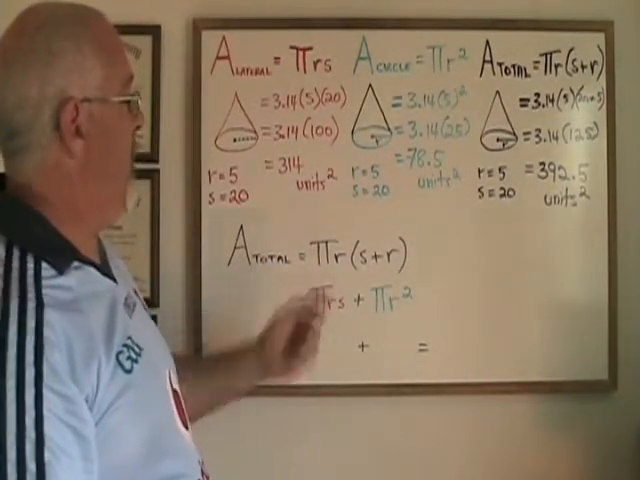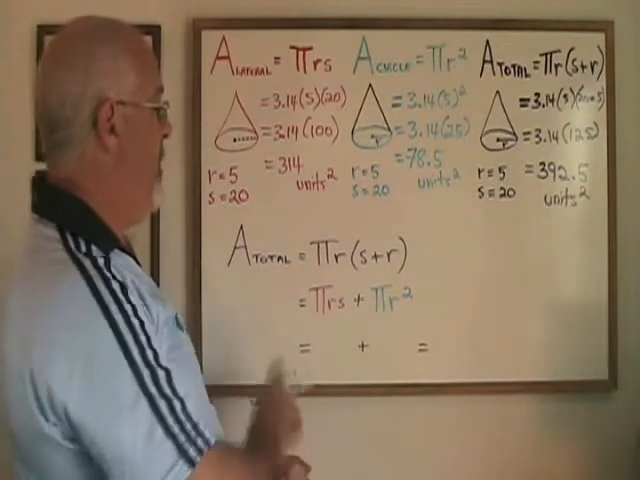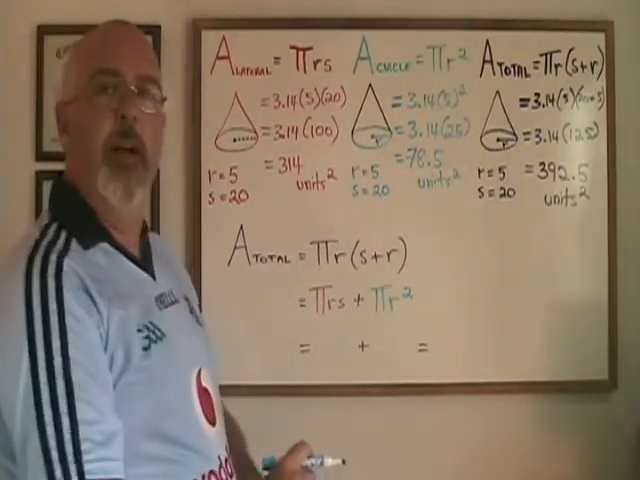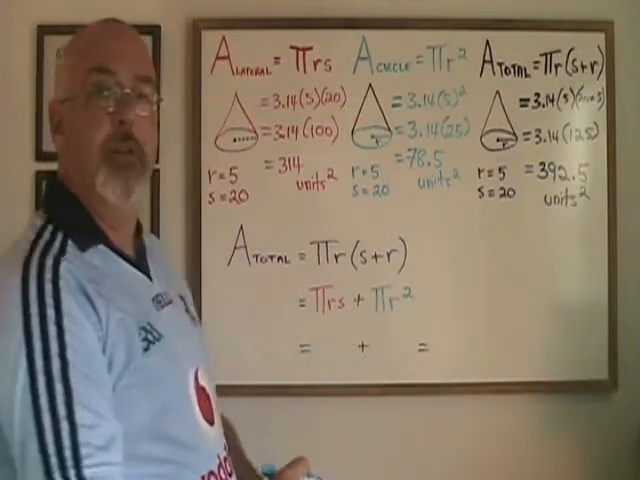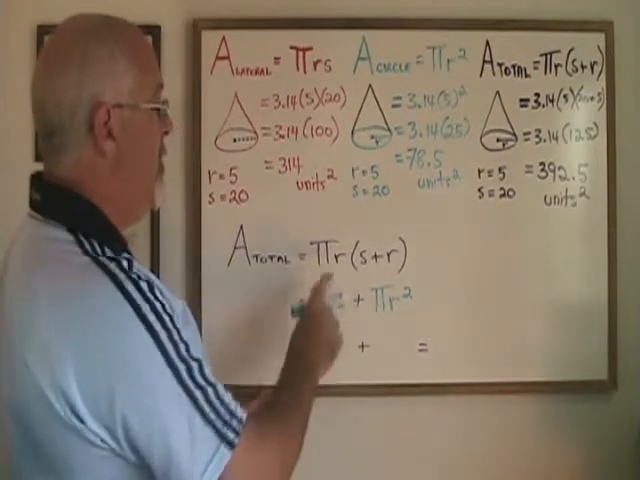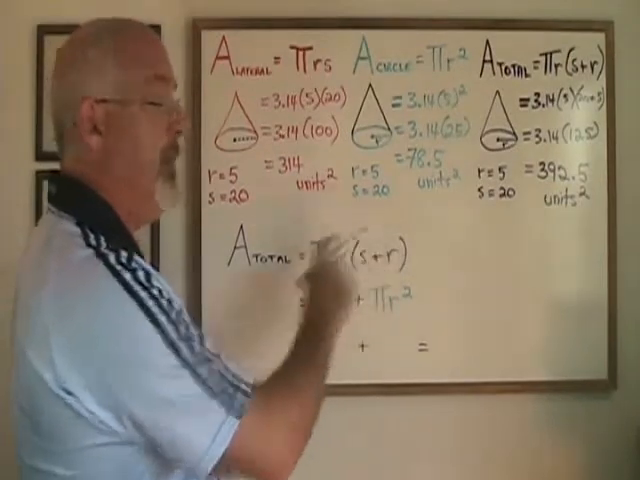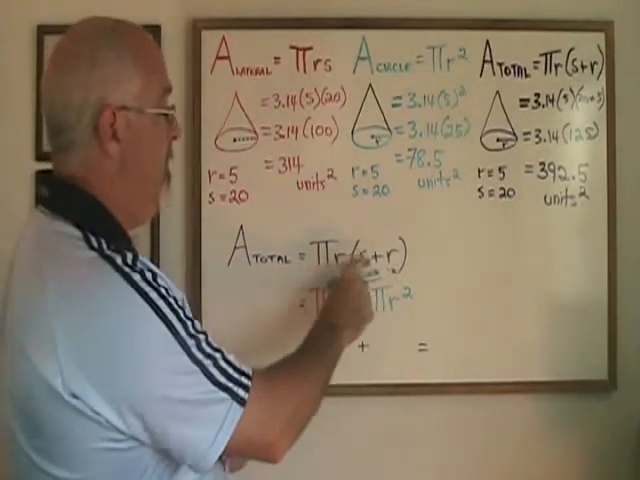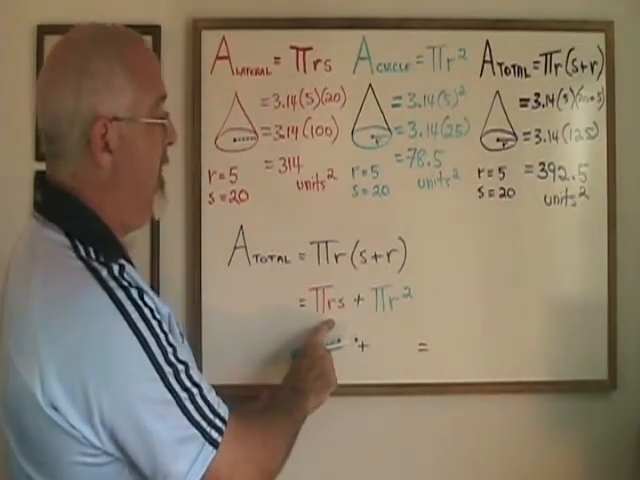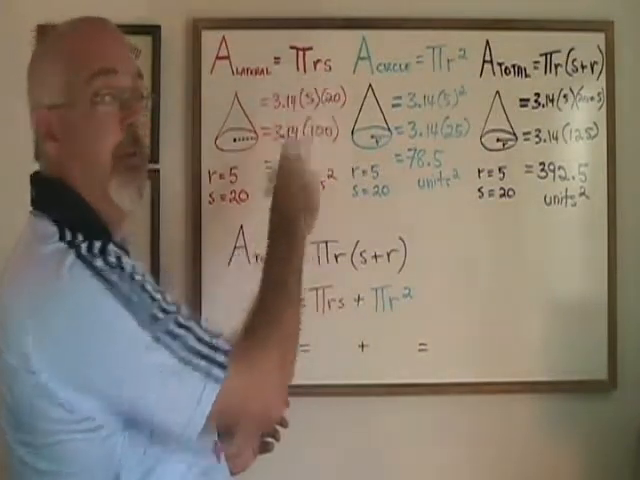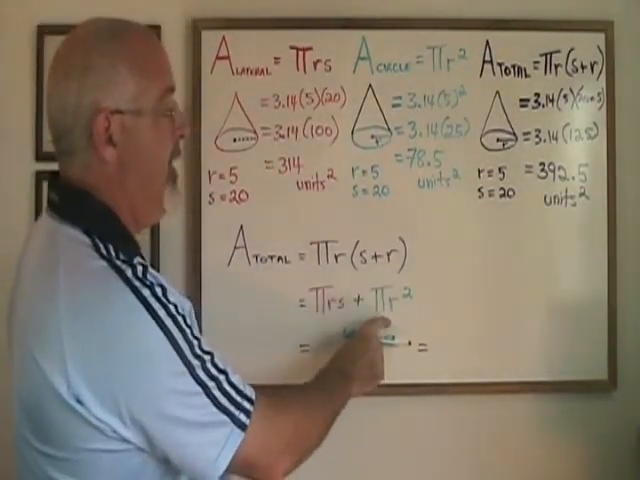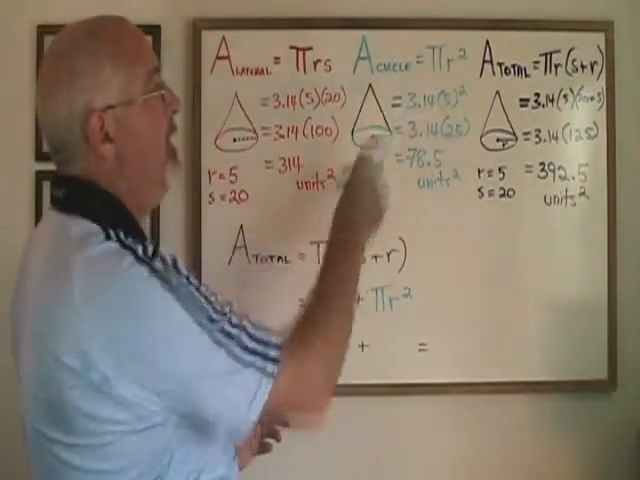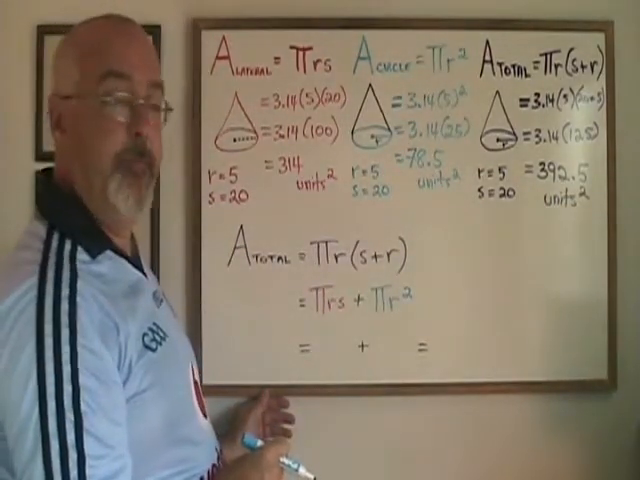Let's take another look at that total area formula. We have total area equals pi r, and then in brackets s plus r. If we use our polynomial skills for multiplication, we can multiply pi r by the contents of the bracket. Pi r times s is pi r s, which is the same as the lateral area of a cone formula. Pi r times r is pi r squared, which is the same as the area of a circle formula.